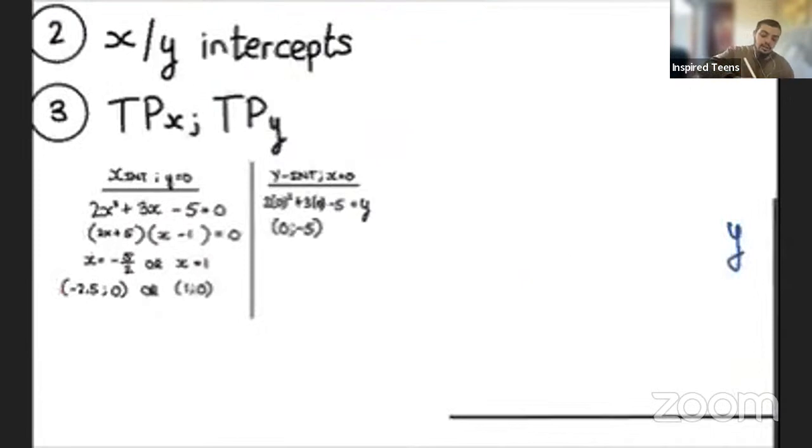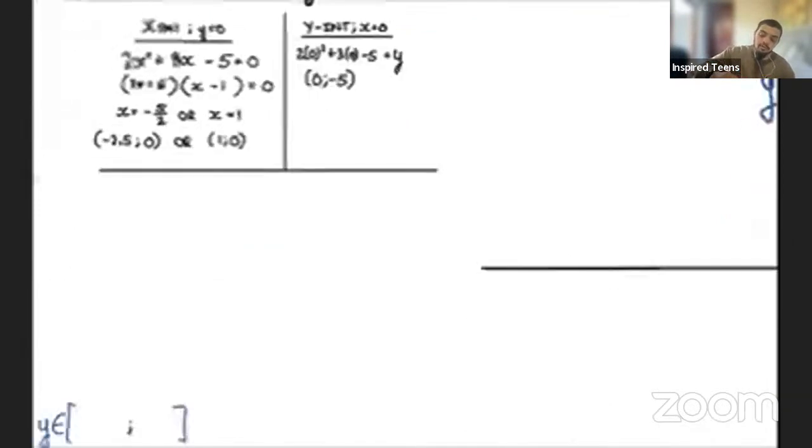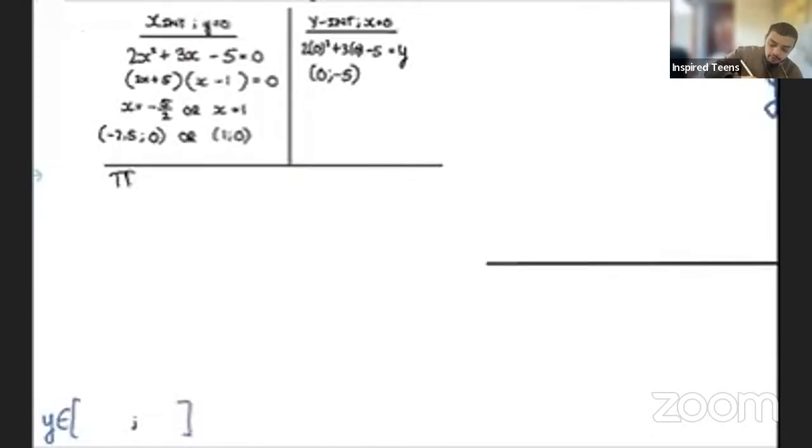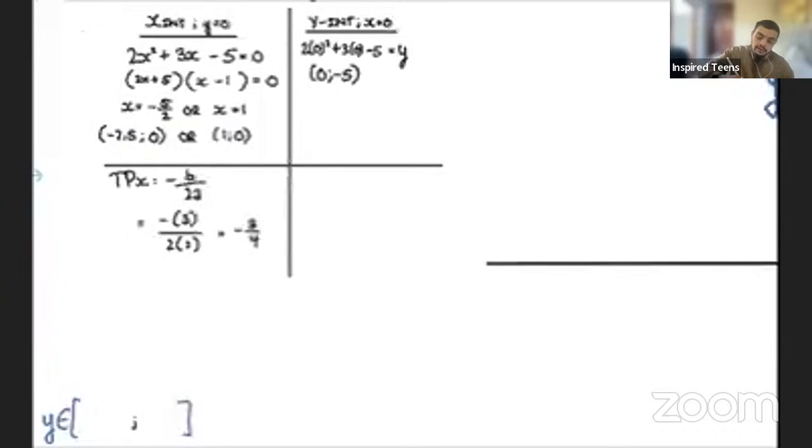Let's get the next thing, which is turning point x and turning point y. So turning point x from standard form, if you remember from the steps that we followed, we do negative b over 2a. And for turning point y, we substitute negative b over 2a into the original equation. So negative b over 2a is equal to negative 3 over 2 times 2, which is equal to negative 3 over 4. So turning point x is negative 3 over 4, which is also negative 0.75.